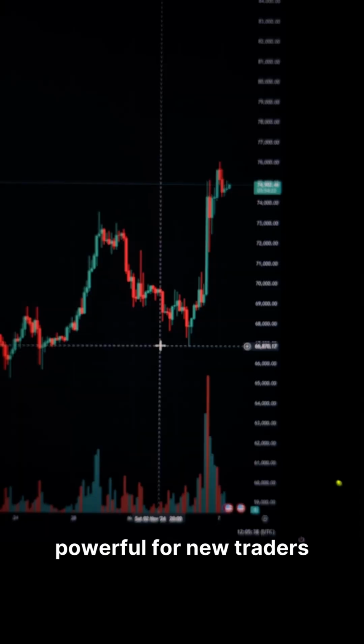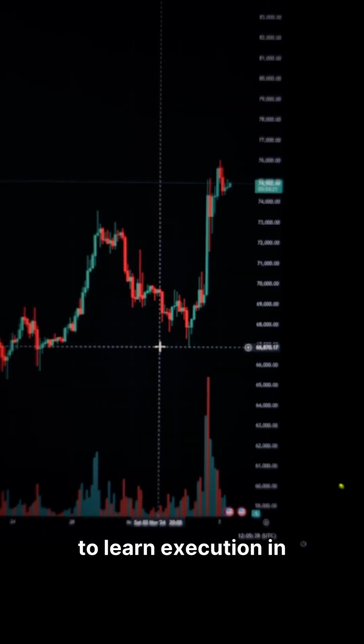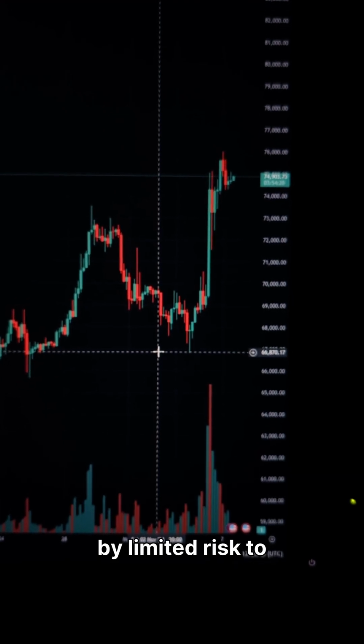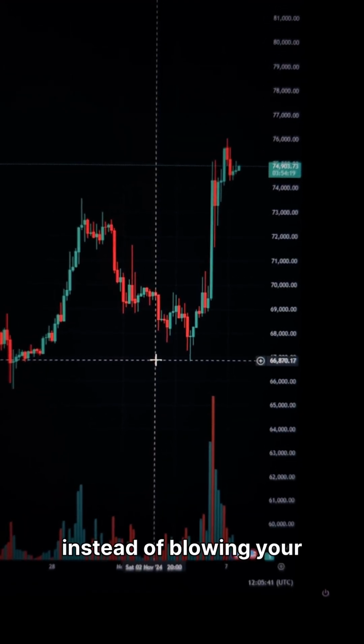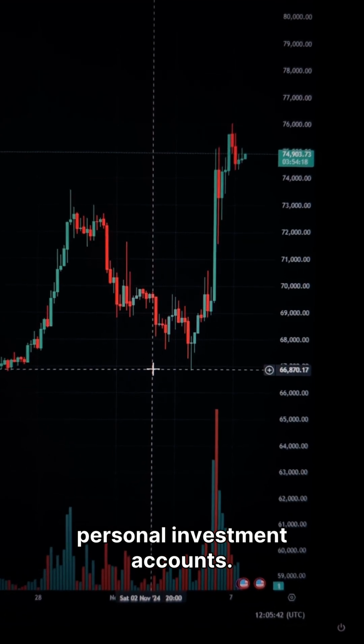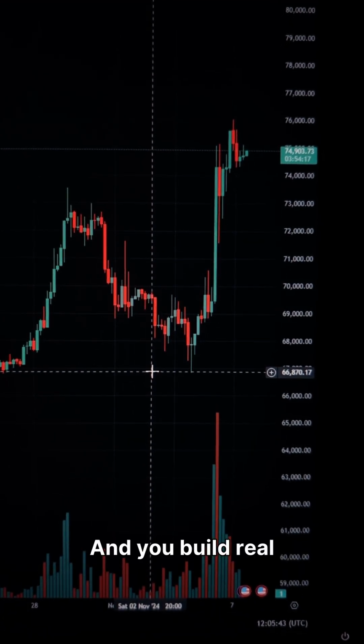What makes it so powerful for new traders is that you get to learn execution in a live market with limited risk to prop firm account fees. Instead of blowing your personal investment accounts, you get real feedback and you build real skill.